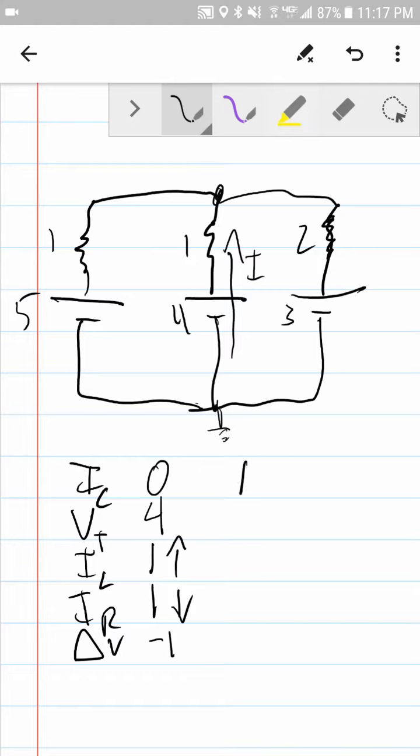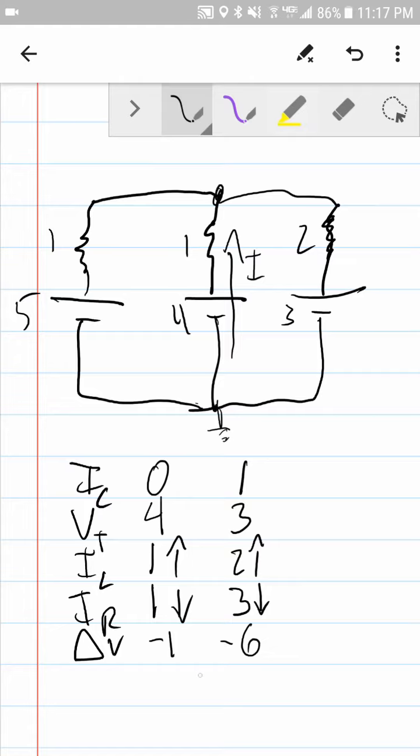Now let's guess 1 amp going up. If that's true, we'd have 3 at the top. And if we have 3 at the top, we must have 2 coming up over here on the left-hand side. And if I've got 2 coming this way and 1 coming this way, I must have 3 coming down this way. And if that's true, then coming up here I have plus 3 volts, plus another 6 volts, that's 9 volts. 3 minus 9 is negative 6. So that means that our deficit got worse.